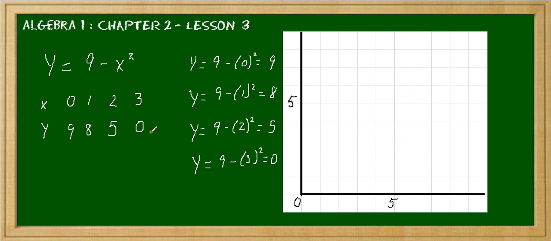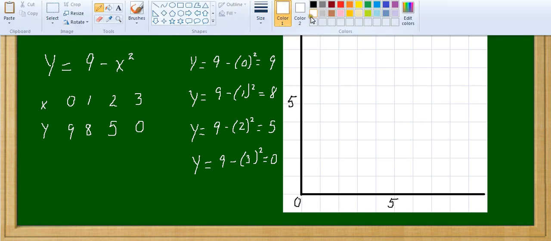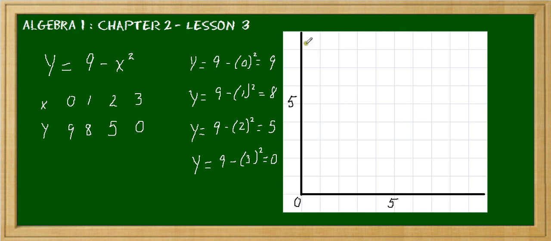Now let's see what it looks like when we try to graph this. We understand that our coordinates are now (0, 9), (1, 8), (2, 5), and (3, 0). If we were to write these, I'm going to write them as we draw them. So I'm going to go get my black marker, and it's going to be working on the graph here.